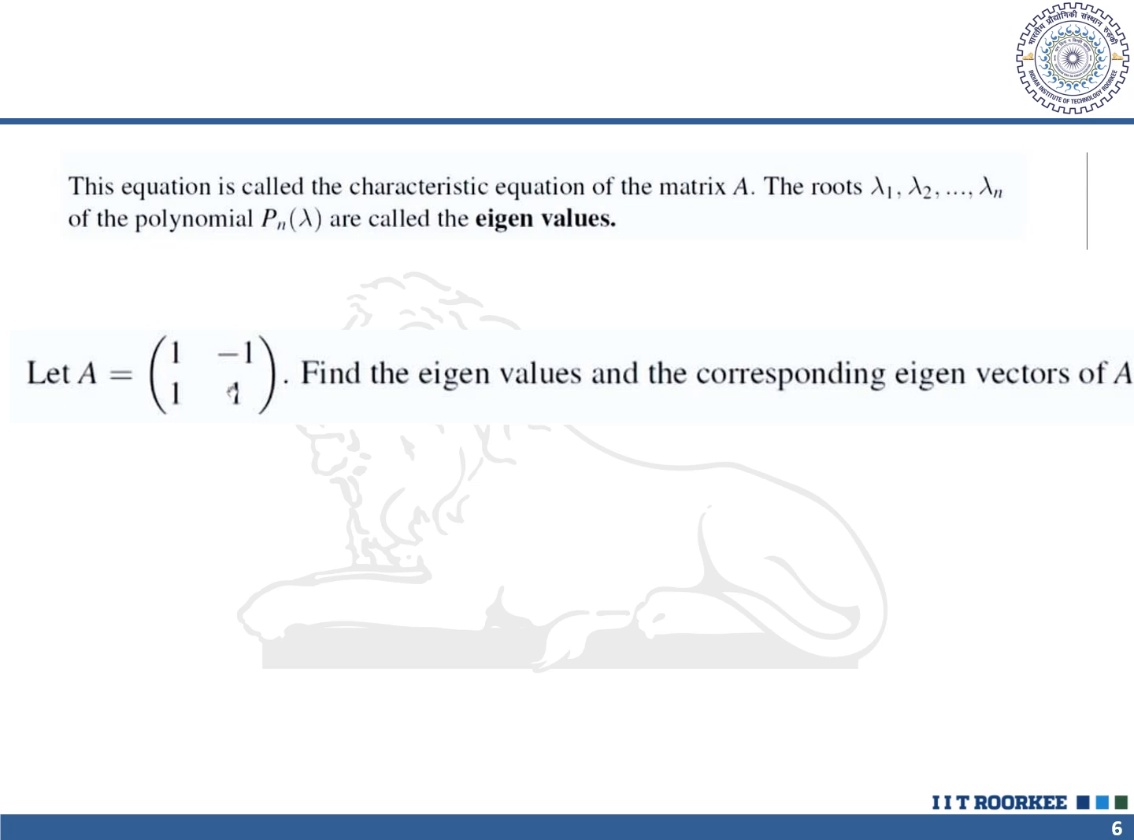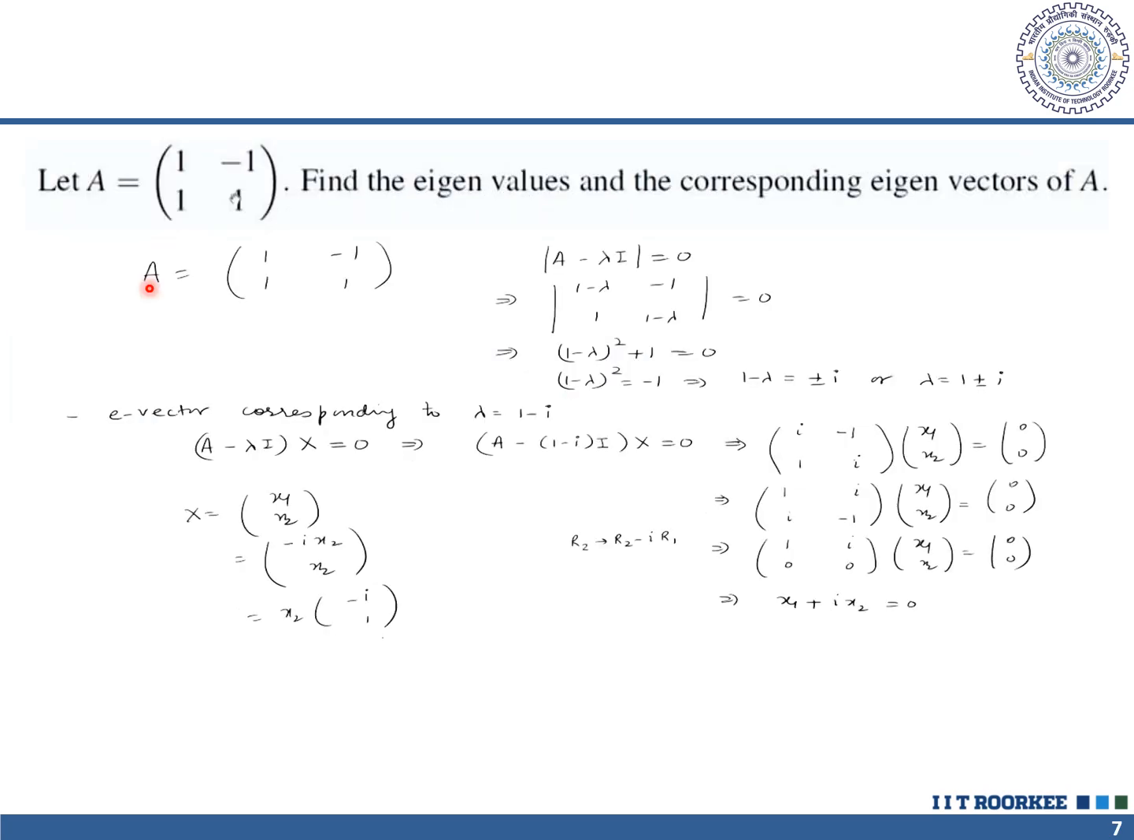Let A equal to [1 -1; 1 1]. Find the eigenvalues and the corresponding eigenvectors of A. So now let's answer this question. A equals [1 -1; 1 1]. First we have to find the eigenvalues of the matrix A and then the corresponding eigenvectors of A.